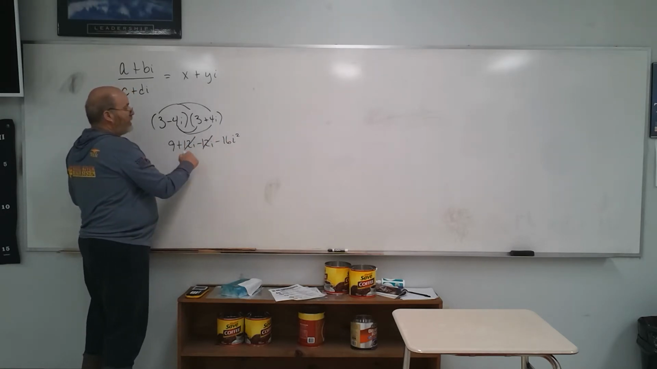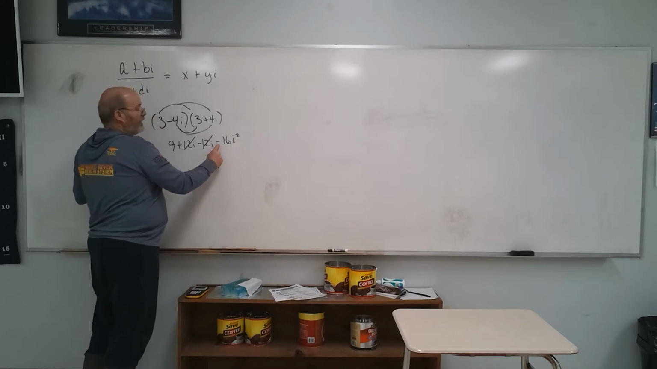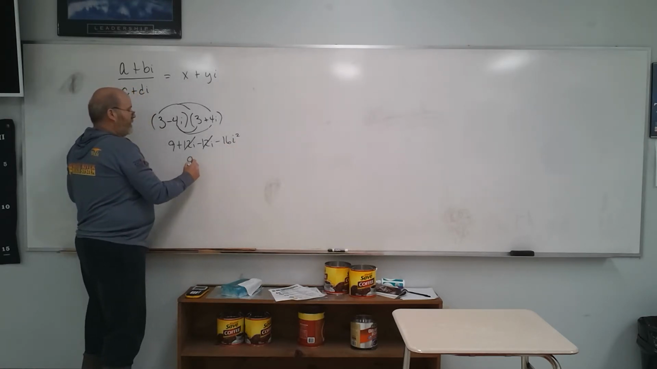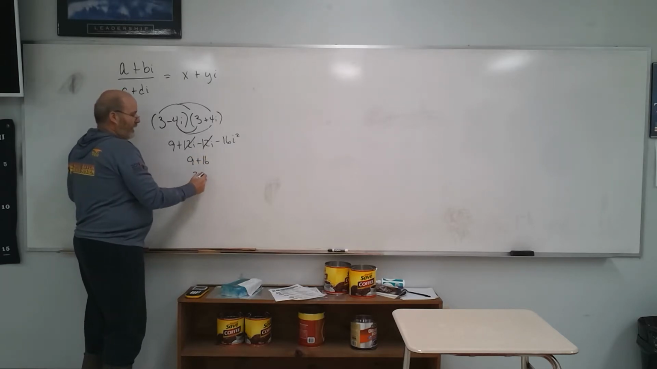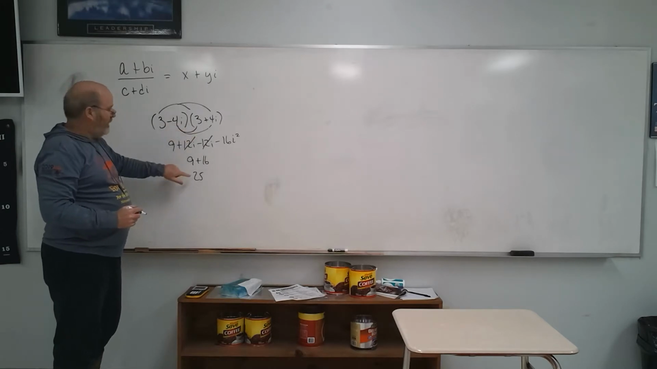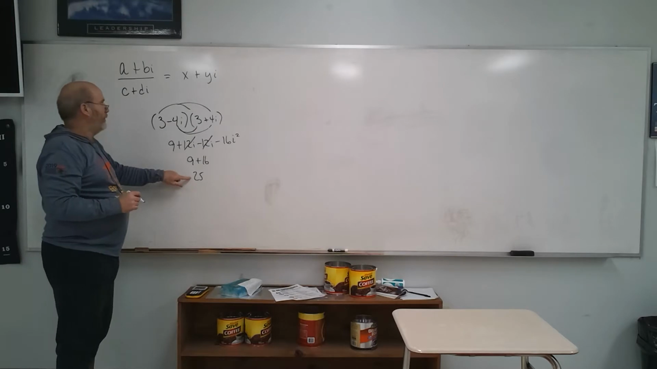The middle term will always cancel out when we're multiplying by complex conjugates. And our i squared is going to become negative 1. So negative 16 times negative 1 becomes positive 16. So this ends up being 9 plus 16, which is 25. So when we multiply complex conjugates, we get a real number answer out. That's going to be really important.